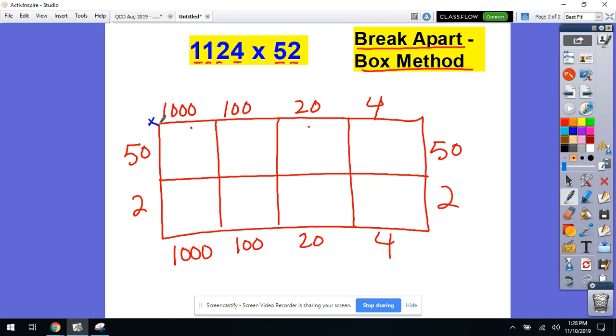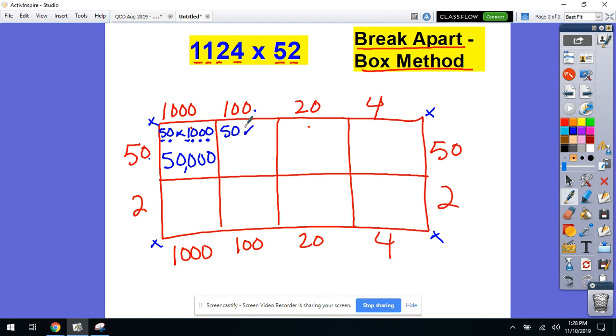So we know we have to multiply our boxes. So I put my little multiplication symbols over here. Let's do this first corner piece. I know this is 50 times 1,000. Well, 5 times 1 is 5. How many zeros we got? 1, 2, 3, 4. That's 50,000.